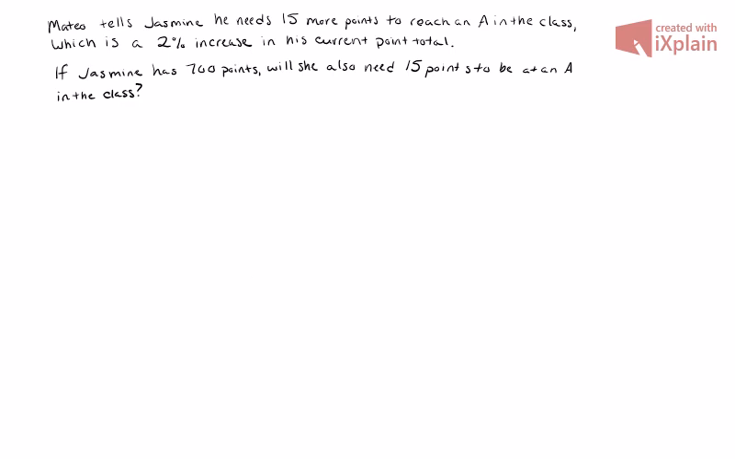Ultimately, to get at the heart of this, we need to know how many points Mateo currently has in the class. Because if, for example, he's at 800 points right now and he needs only 15 points to get an A, then Jasmine is woefully behind compared to Mateo. Likewise, if he is currently sitting at maybe 500 points in the class and only needs 15, then Jasmine doesn't have to worry. She's well above 500 points, so she's already in the A range.